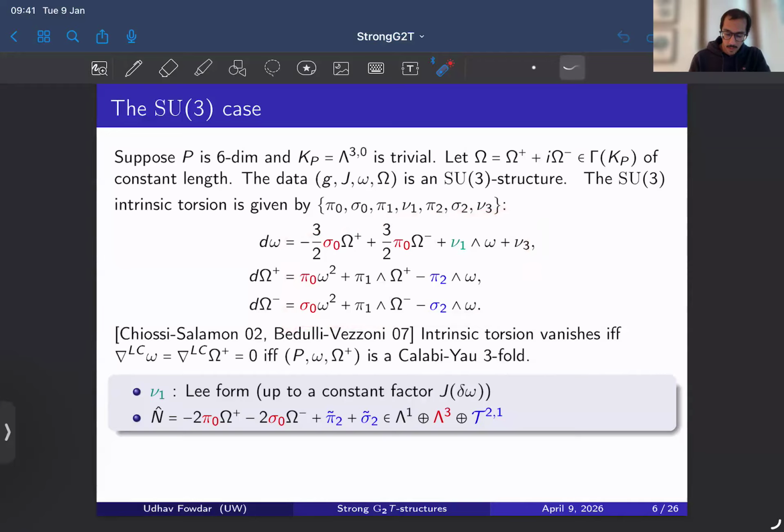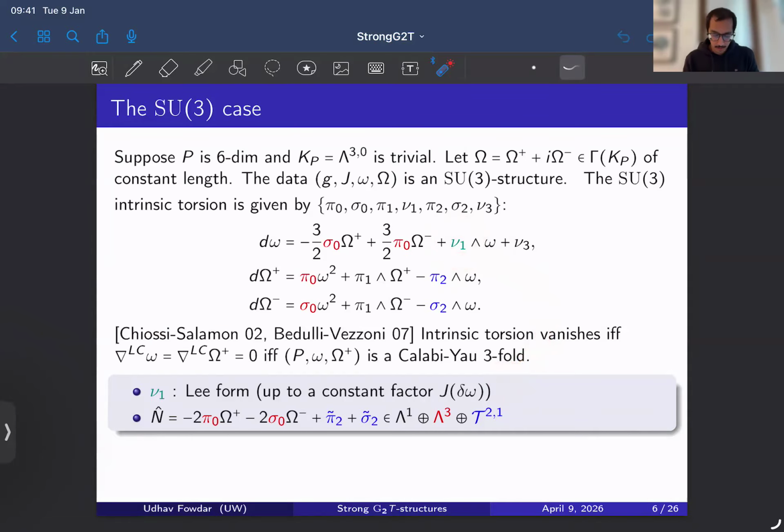The way I've defined the tensors pi and sigma is so that the subscript tells you the type of tensor it is. So pi 0 here is a zero-form, so it's a function. Pi 1 is a one-form, pi 2 is a two-form, and this nu 3 is a three-form. Okay, and this is what the intrinsic torsion is. There are two quantities which will play an important role for us. The first one is the Lee form, which is this one-form here. You can define it up to a constant factor as J of the codifferential of omega.